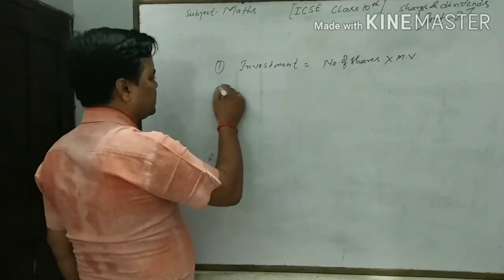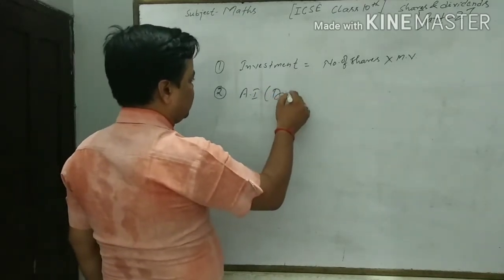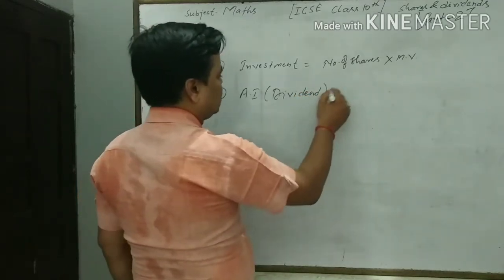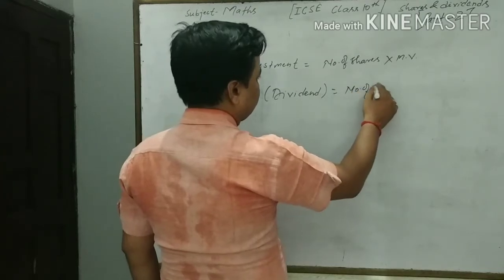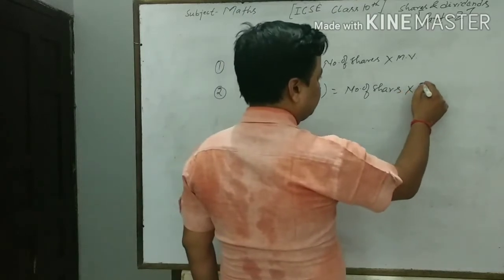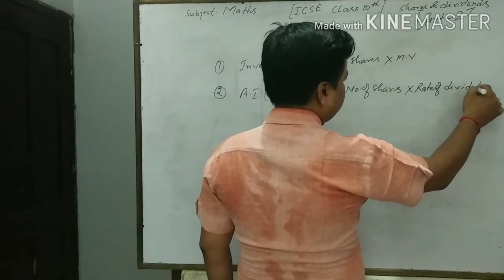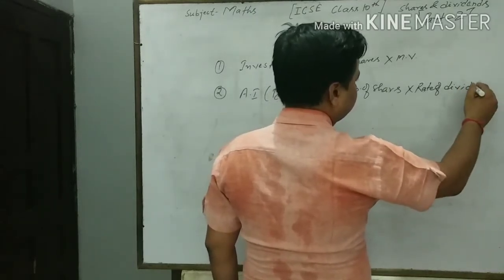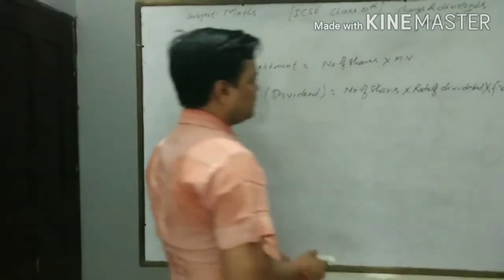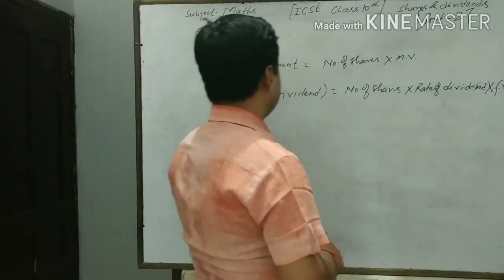The second formula is annual income. How do we find the annual income? This is called dividend. Dividend is number of shares into rate of dividend into face value. Okay. Annual income is equal to number of shares into rate of dividend into face value.